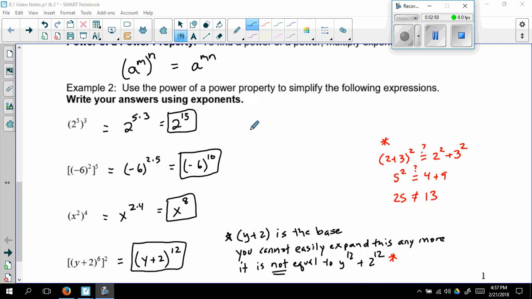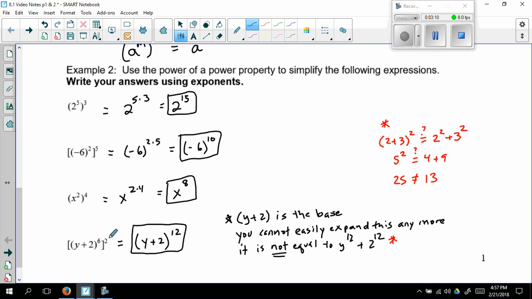Okay, so check your answers. The key thing is you have to have parentheses in this answer. So the first one is just 2 to the 15th. The next one is parentheses negative 6 to the 10th, because negative 6 is the base. The next one is x to the 8th. And then this last one, you have to be very careful. The base, notice the parentheses, is y plus 2. And so it is then raised to the 12th power.